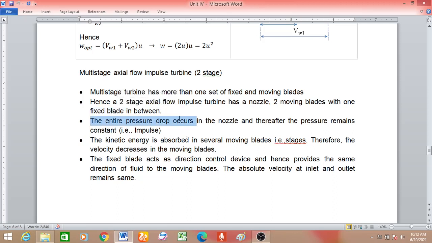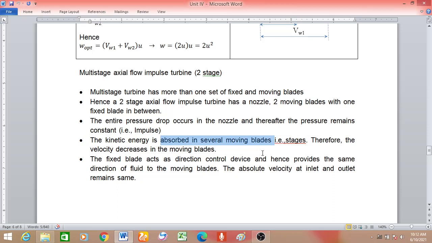You can see the entire pressure drop occurs in the nozzle. Thereafter the pressure remains constant throughout, since we are talking about an impulse machine. In the nozzle it will decrease. And high kinetic energy will be there at the nozzle outlet, and that kinetic energy of the fluid will be absorbed in the moving blades.